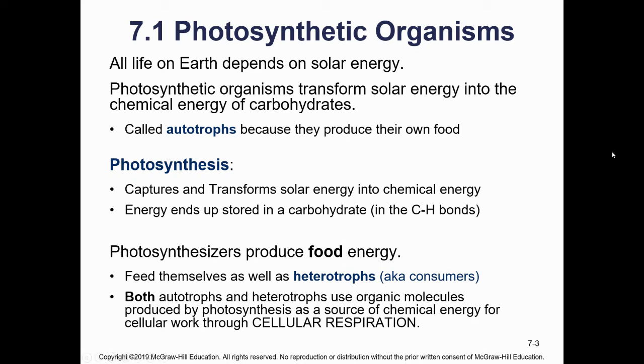And as I said, both autotrophs and heterotrophs are going to use the carbohydrates made through photosynthesis as a source of chemical energy for the cells to do work. They'll take those carbohydrates and put them through the process of cellular respiration to get ATP. So the cell can use that energy source to do work.